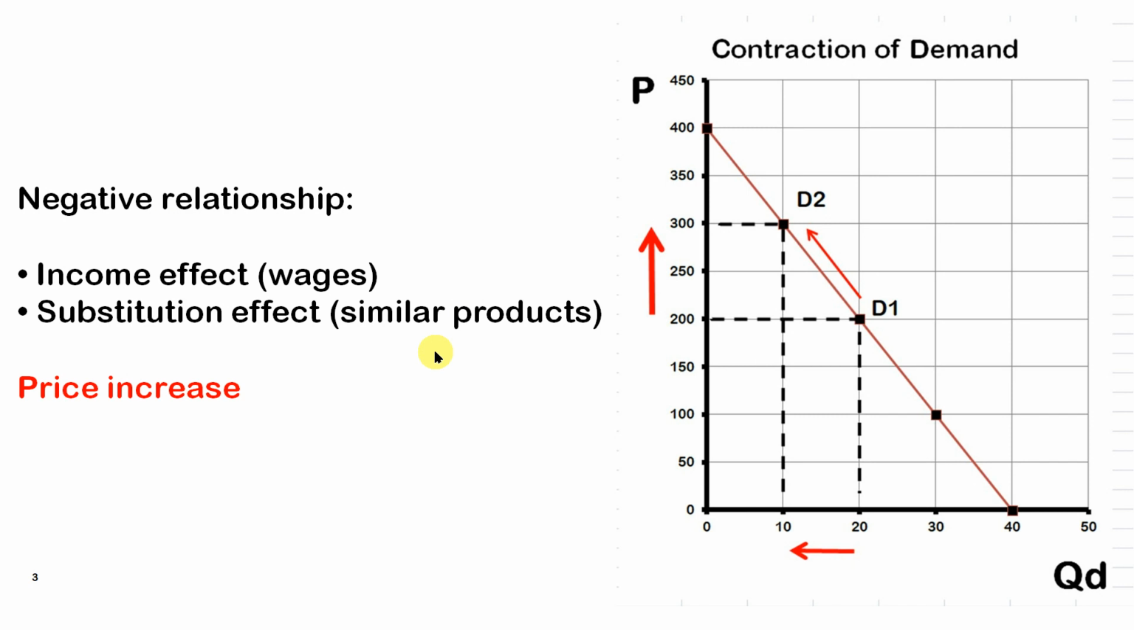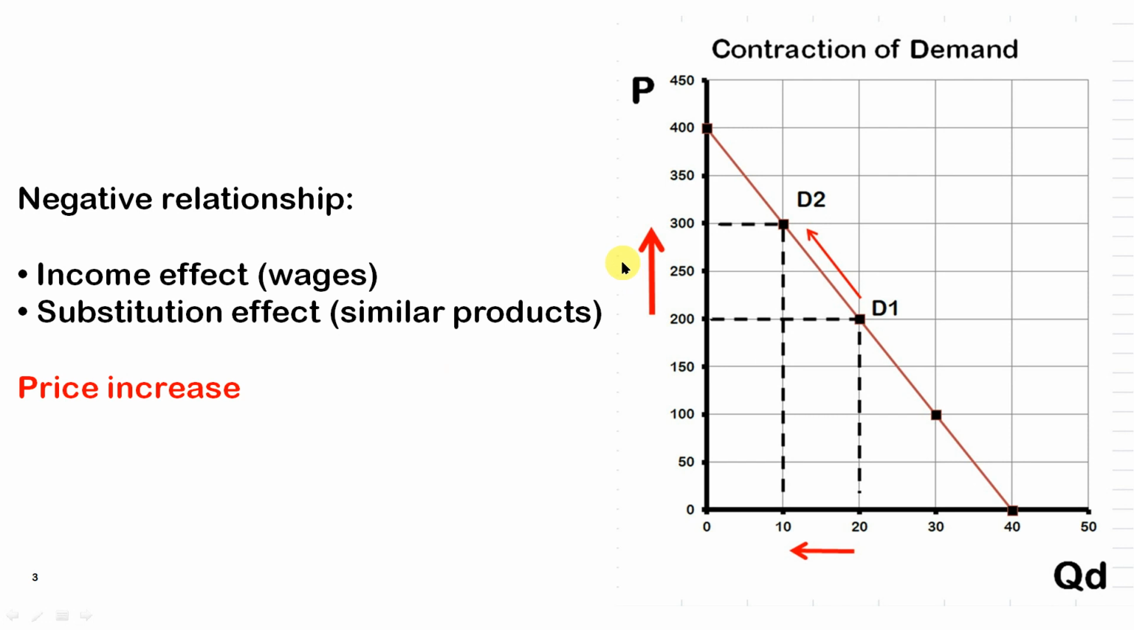The other reason for this negative relationship is the substitution effect. Substitution effects refer to similar kinds of products, for example, tea and coffee. If the price of a cup of tea increases, it is likely that you will demand less tea, you will drink less tea. Demand for tea will decrease, and you may switch to an alternative, a substitute product such as coffee.